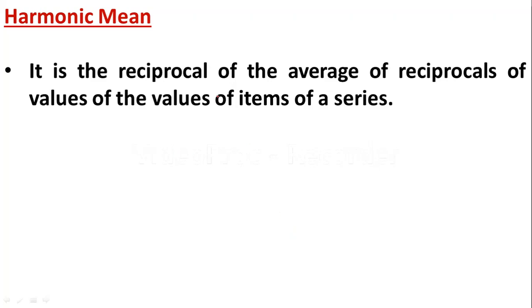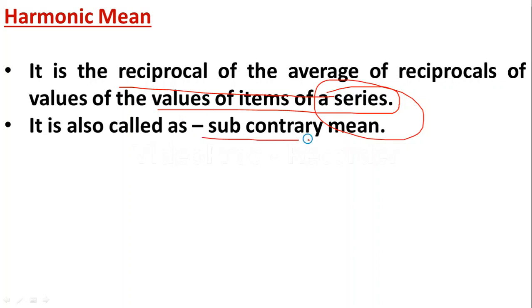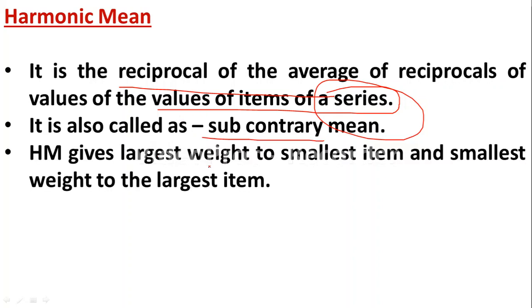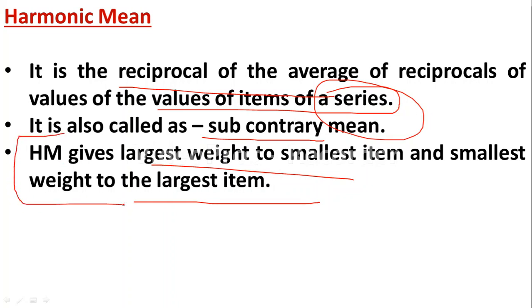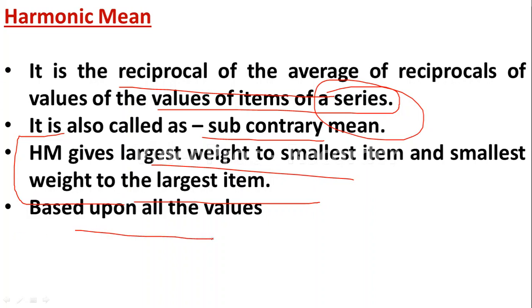So the next one is harmonic mean. Harmonic mean is the reciprocal of the average of the reciprocals of the values of items of a series. So here we are going to take reciprocals. It is also called the subcontrary mean. And harmonic mean gives the largest weight to the smallest item and the smallest weight to the largest item. So this you must remember, harmonic mean gives the largest weight to the smallest item and the smallest weight to the largest item. So the harmonic mean is also based on all of the values.